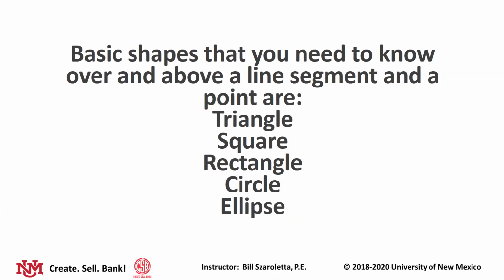So let's look at some of the other basic shapes over and above a line segment. You've got a triangle, square, rectangle, circle, and ellipse. Now, a triangle is clearly a three-sided object. A square and rectangle, they're in the same quadrilateral series, so they're closely related. Circle and ellipse, they're closely related. And you'll see why in just a sec.